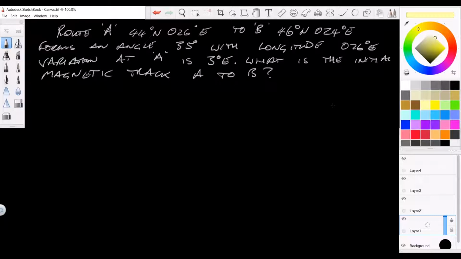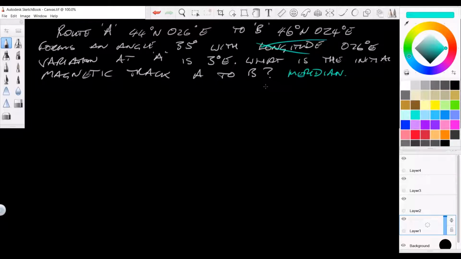So for a start, this is very poorly worded. Just to correct it, what they mean is that it forms an angle with the, this word should be meridian, because it's just very poor English as stated. Now, I don't know if this is how it is in the exam, but this is what they mean. It forms an angle with the meridian.